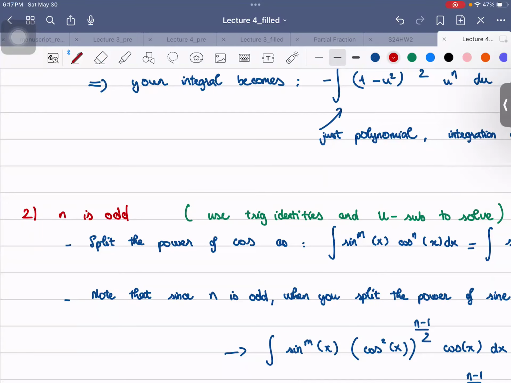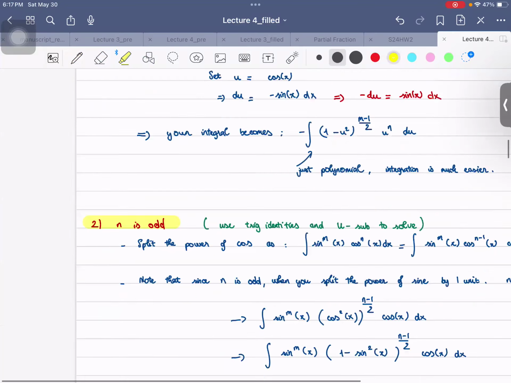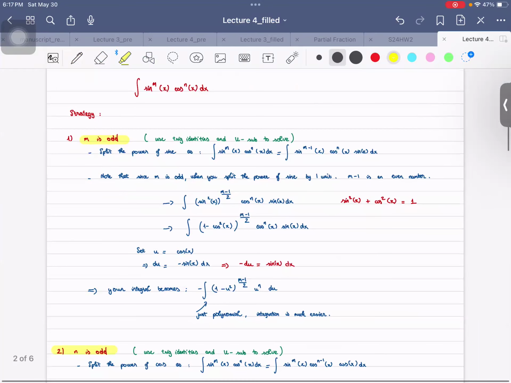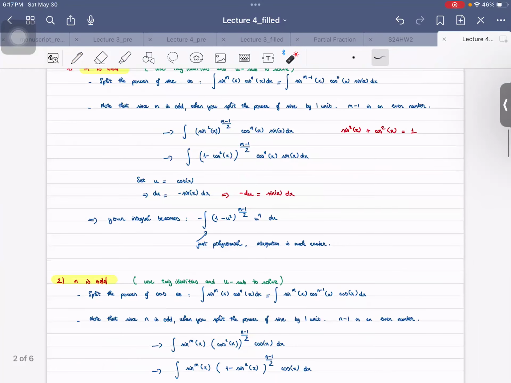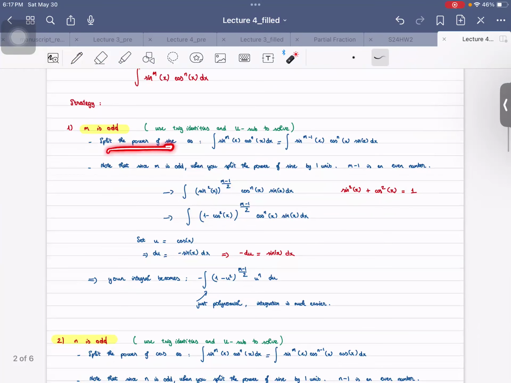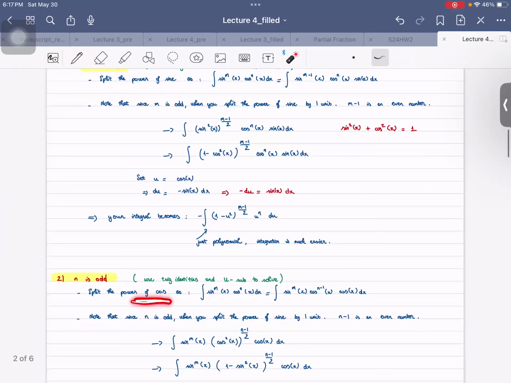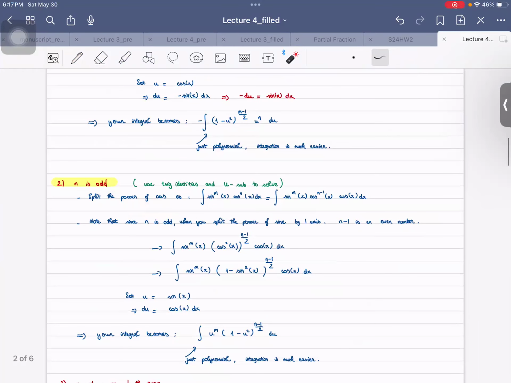The second case is also similar. But in this scenario, instead of having the power of sine as an odd number, you will have the power of cosine as an odd number, and you will do the same thing. So instead of splitting the power of sine, you will split the power of cosine. Then you will try to rewrite the rest in terms of sine, because you save the cosine over here.